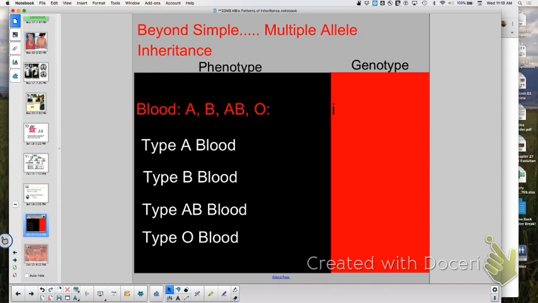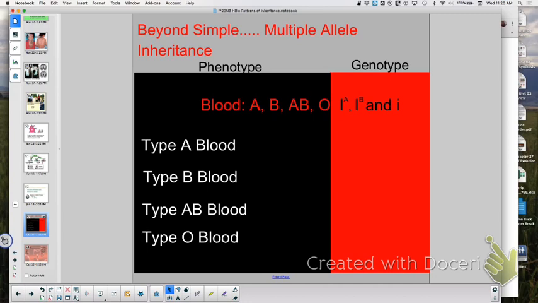This is a great example of multiple alleles. These are the phenotypes, but the genotypes, the alleles that you have to work off, are big IA, big IB, and little i. Both of these big I's are dominant over the little i. So if you want to have type A blood, there's two ways to get it: homozygous A and heterozygous A.